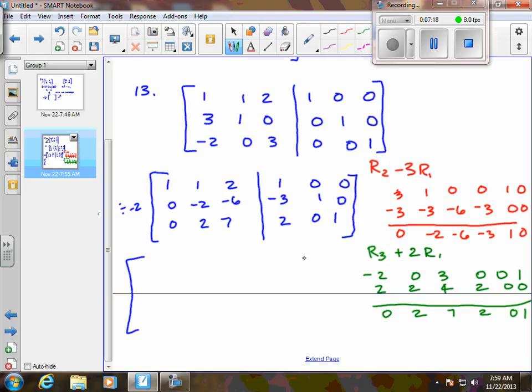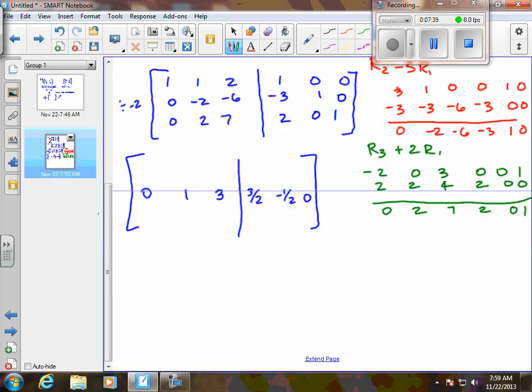And that will give me my new second row. 0 divided by negative 2, negative 2 divided by negative 2, negative 6 divided by negative 2, negative 3 divided by negative 2, 1 divided by negative 2, and 0 divided by negative 2. So now we're in fraction world.